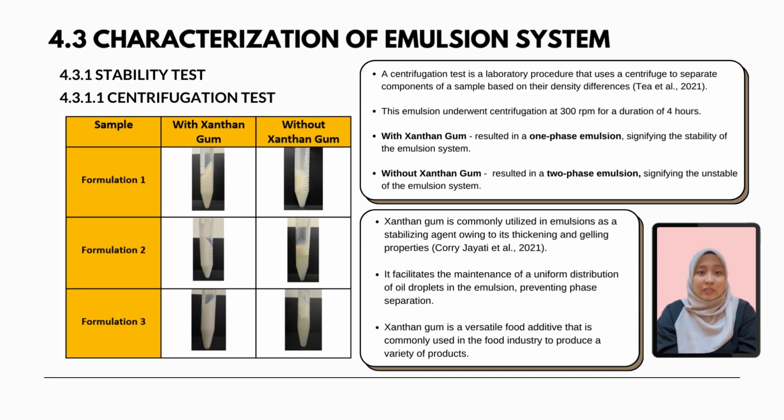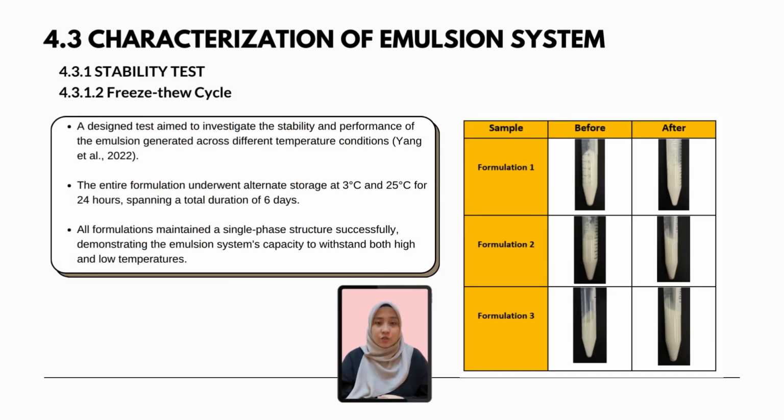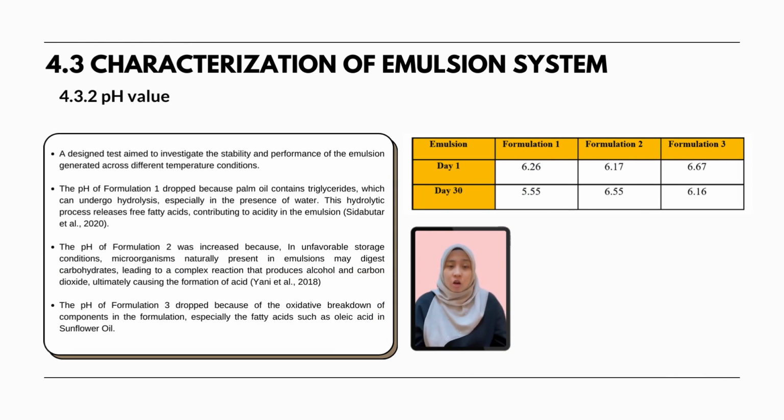This is because xanthan gum is commonly utilized in emulsions as a stabilizing agent owing to its thickness and gelling properties. The freeze-thaw cycle is to investigate the stability and performance of the emulsion generated across different temperature conditions. In this stage, the formulations were stored at 3 degrees Celsius and 25 degrees Celsius for 24 hours each, and this cycle was repeated for 6 days in a row. As a result, all formulations maintained a single phase structure successfully, demonstrating the emulsion system's capacity to withstand both high and low temperature.